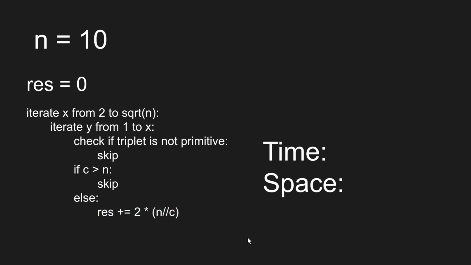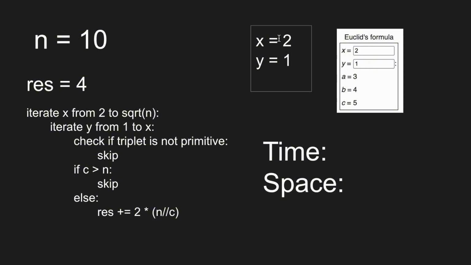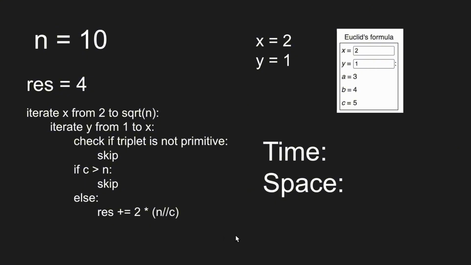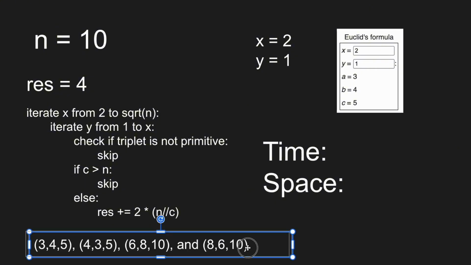So let's go over this example real quick. So first we'll look at x equal to 2, y equal to 1. The triplet is primitive, and C is not greater than n, so we can add 4 to result, because 2 times 10 divided by 5, which is 2 times 2, is equal to 4. And if you're wondering, these are the 4 triplets that we are adding.